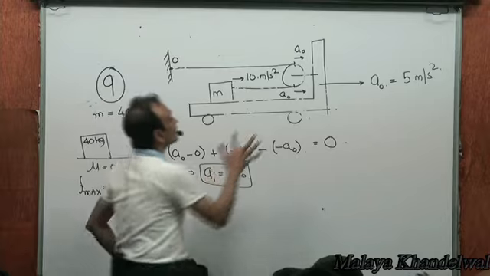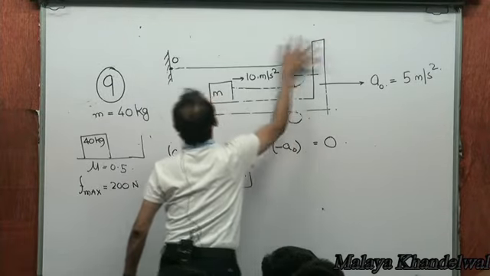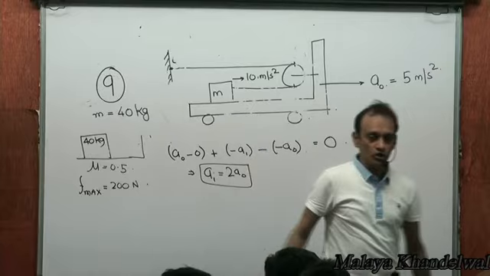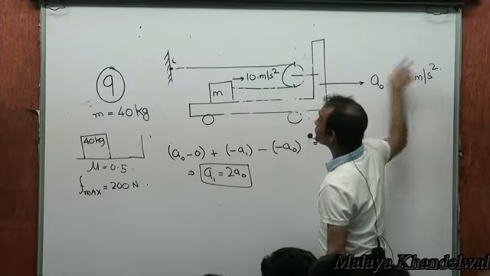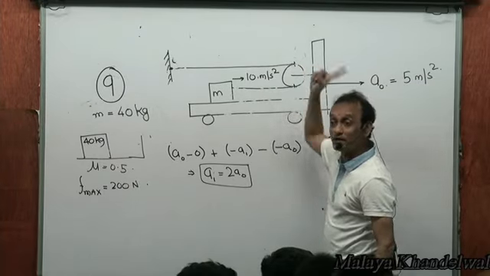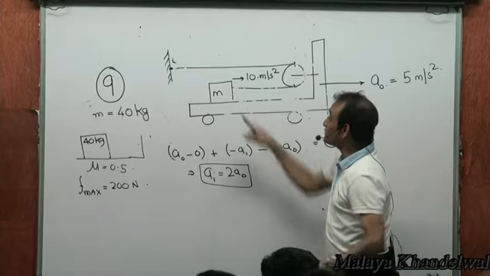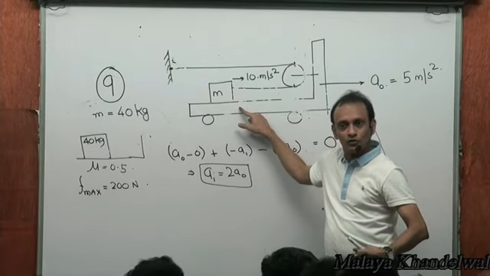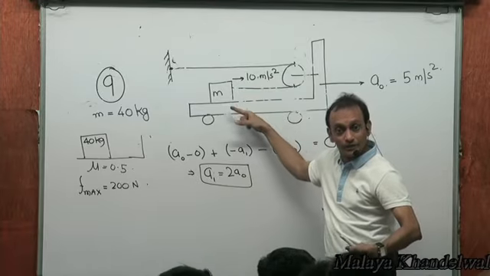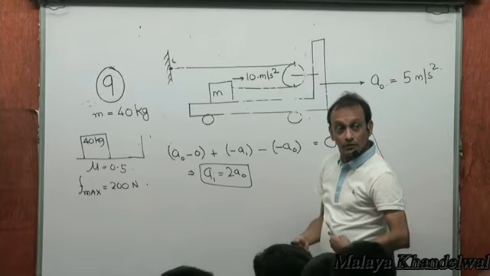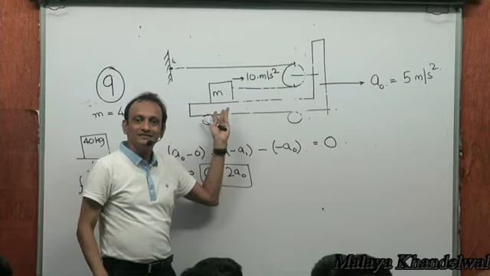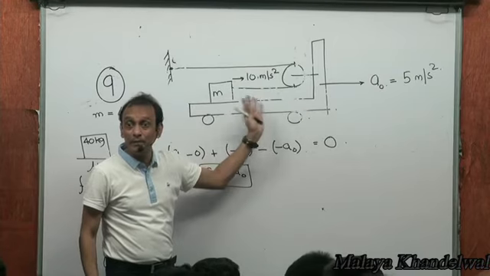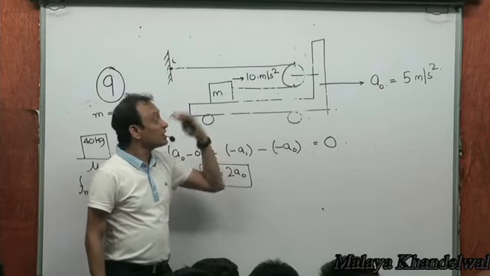So let me just remove the clutter from here. So far so good, right? Which means acceleration of the truck is 5 meters per second squared to the right. Acceleration of small m is 10 meters per second squared to the right. That means there is relative motion between small m and the truck. Yes or no? Which means small m over a period of time will move faster than the truck, because it has greater acceleration compared to the truck.